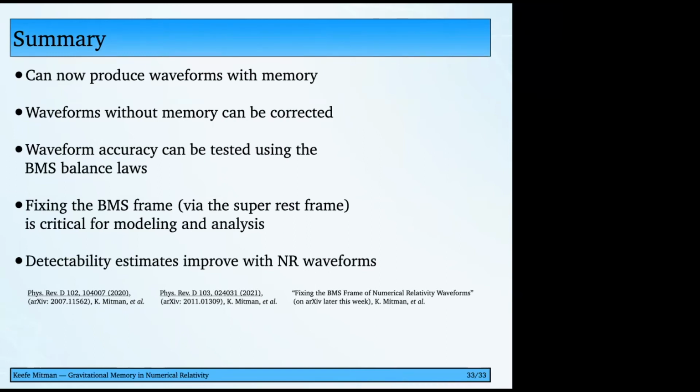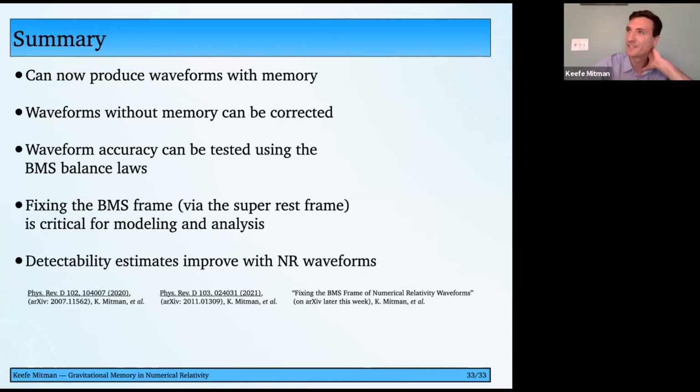Thank you very much. So thank you for the very interesting talk. I was wondering whether in the hyperbolic motion case, this problem of fixing the BMS frame is easier. It looks to me, but I'm not sure.